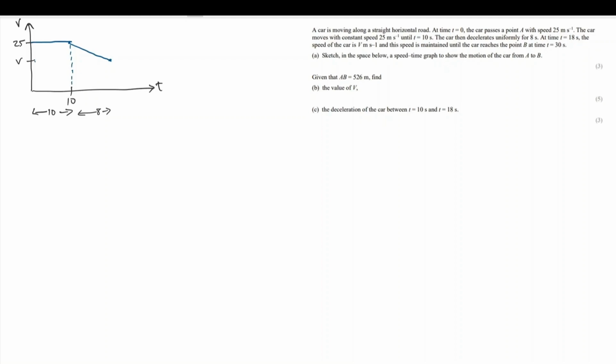Okay, continue reading, and we're told that this speed is maintained until the car reaches the point B, and that will be after 30 seconds. So we've had 18 seconds so far. The last period of time needs to be 12 seconds. During this 12-second period, we have constant velocity. This is where we get to.